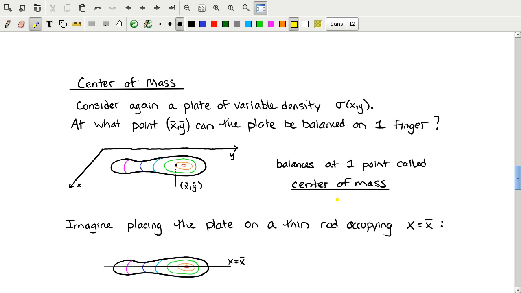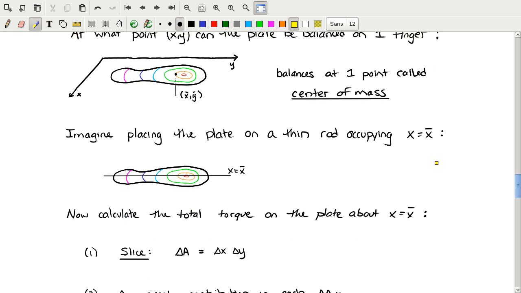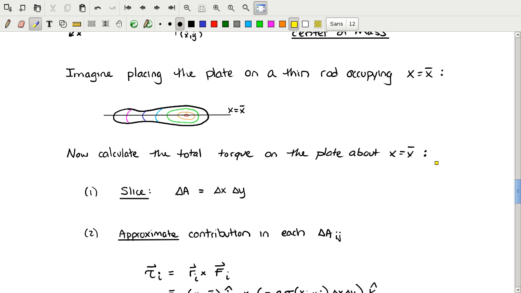This point is called the center of mass. How can we calculate the center of mass? The book has a description based on moments. I'll present here a slightly different description based on torque. Perhaps they're actually the same thing, but this was a way that seemed more natural to me.